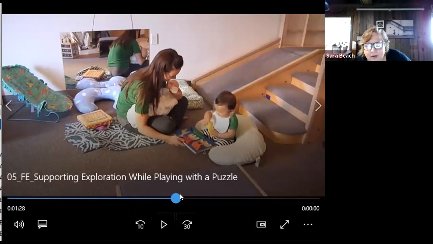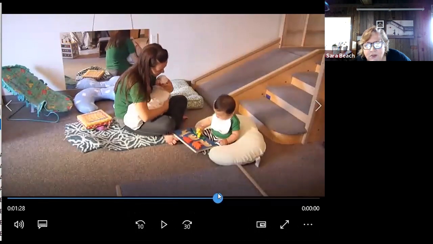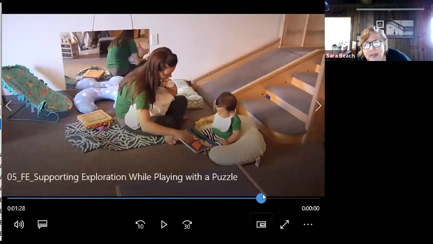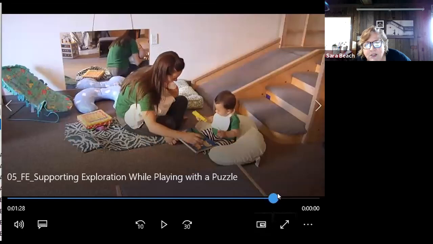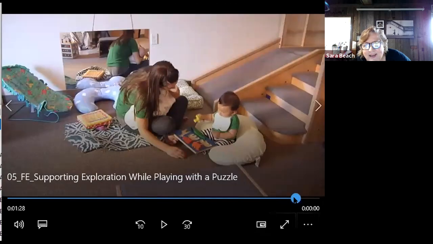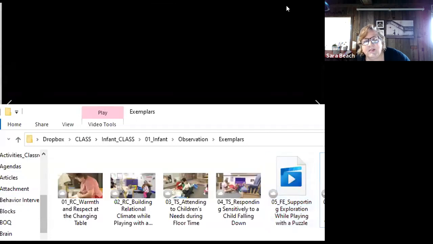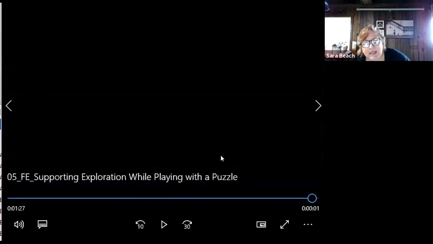Watch where her eyes are. Once in a while she checks on the baby she's feeding, but this whole minute to minute interaction, she's really focused on what little Johnny is doing with the puzzle piece, watching what he's able to do. In order to facilitate his exploration, she has to focus on him. And that's what this second indicator is about.